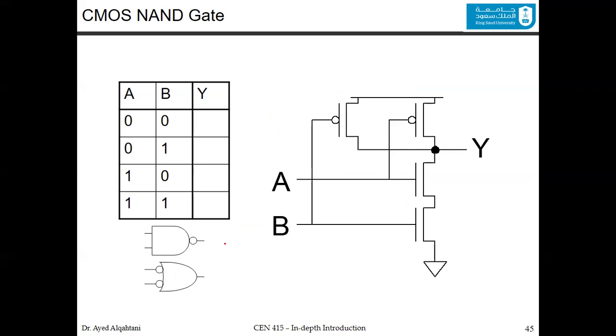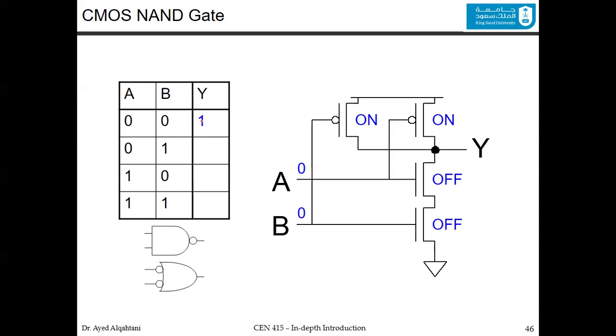So we'll have the first case, which is 0, 0. We input 0, 0 in A and B. This 0, 0 will make this transistor off, which means the other part is on. Similarly, this will be off, which means the other part will be on. From that, you have a connection only to the VDD, which means that the output is 1.